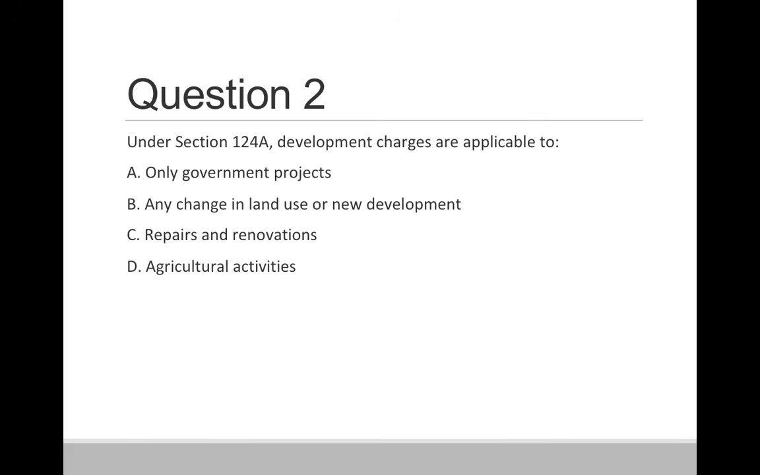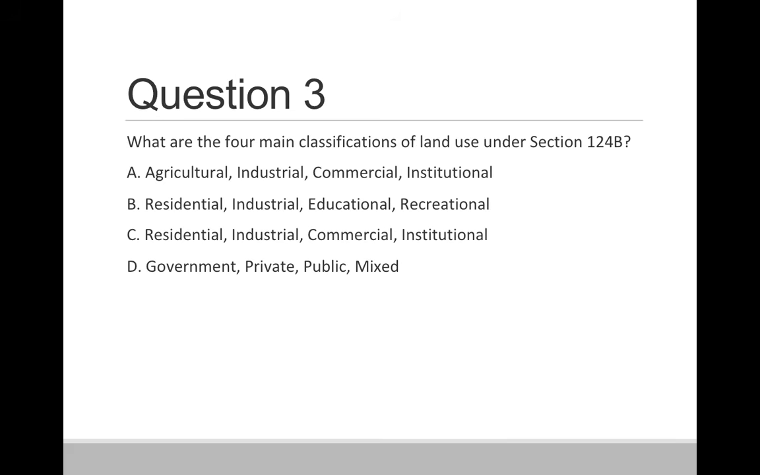Question 2. Under section 124A, development charges are applicable to option A, only government projects. Option B, any change in the land use or new development. Option C, repair and renovation. And option D, agricultural activities. So the correct option is option B, that is any change in land use or new development. Whenever there is a new development, the development charges are applicable to that particular development.